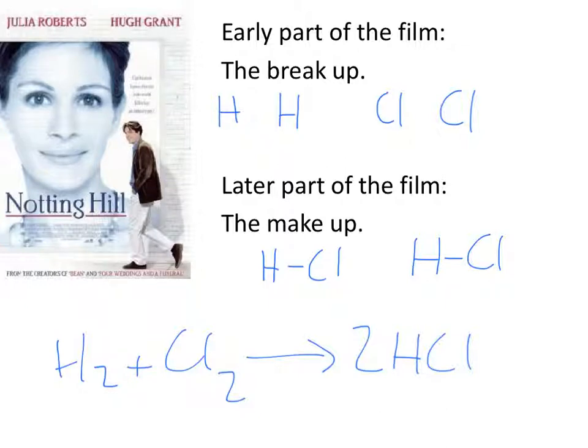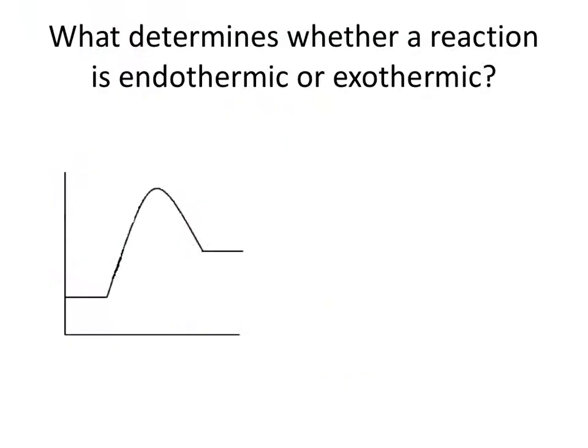So all reactions have two parts. They have the breakup at the start when we put energy in, and they have the makeup at the end where energy is released. And the amount of energy that goes in the breakup and comes out in the makeup determines whether the reaction is exothermic or endothermic. We can show this on a diagram, and this is what's called an energy profile diagram.